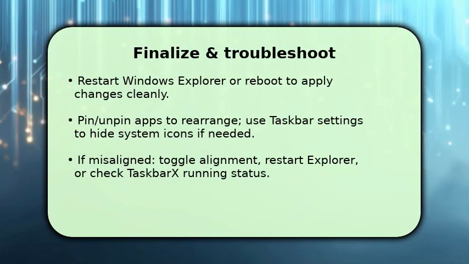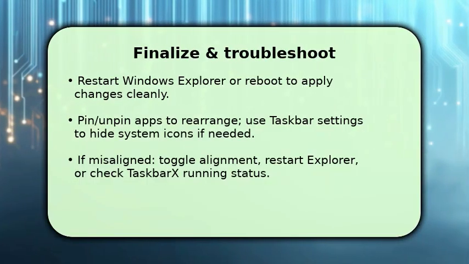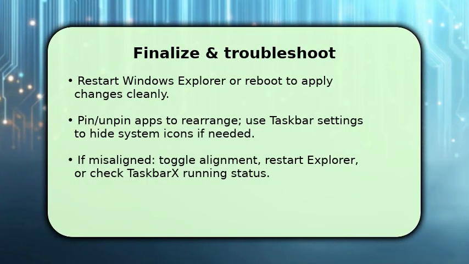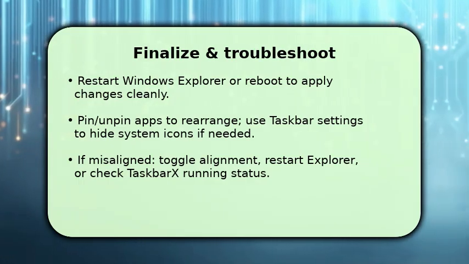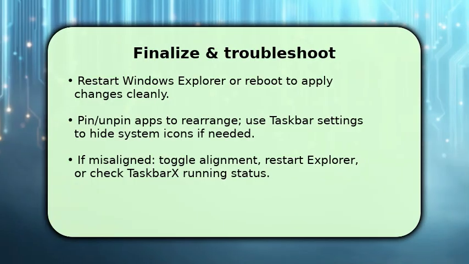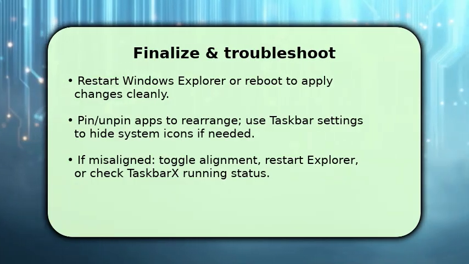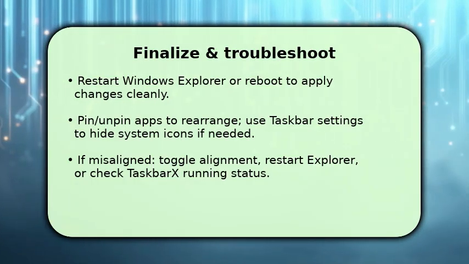Pin your frequently used apps and arrange them toward the center. Unpin items you don't need to tighten the group. If you use Taskbar X, confirm it's running and set to start with Windows. That prevents drift. If icons aren't centered, toggle the alignment setting, restart Explorer, or relaunch Taskbar X.